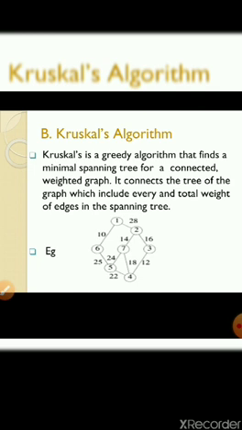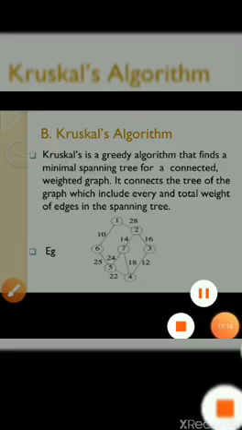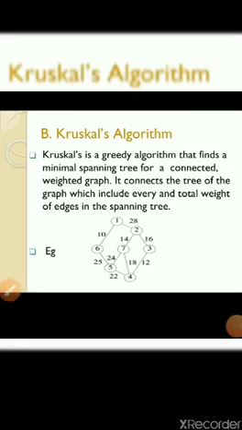Kruskal's algorithm. Kruskal's is a greedy algorithm that finds a minimal spanning tree for a connected weighted graph. It connects the tree of the graph, which includes every vertex, and gives the total weight of edges in the spanning tree. Look at the connected graph on the slide. Let's go to the next slide.